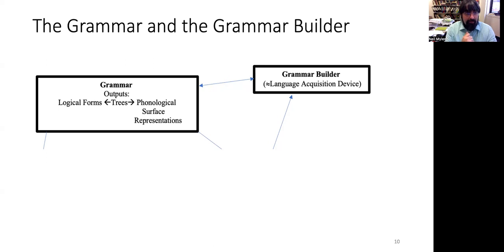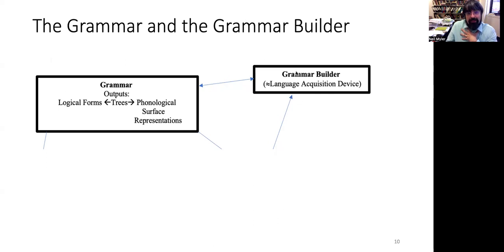You've got the grammar and the grammar builder. The grammar builder basically builds and updates the grammar. It's fed by, you can't see where this arrow goes, but it goes to the parser. And there's, by hypothesis now, another arrow that comes from the utterance planner as well.